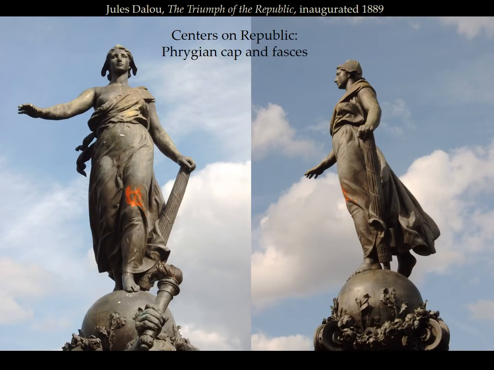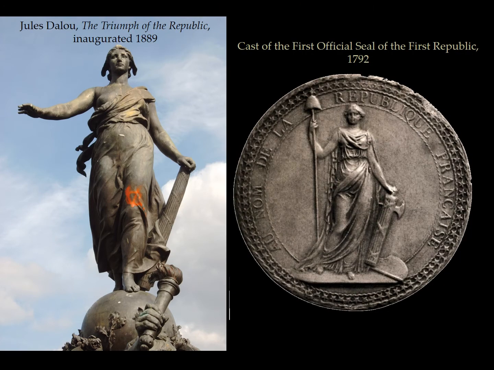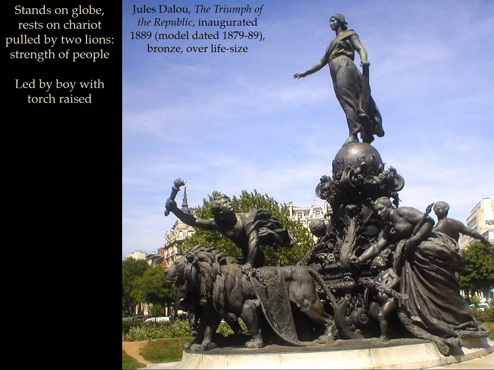It centers on the figure of the Republic itself, this new government, again commonly wearing the Phrygian cap and holding the fasces, the symbol of power of the lictors in ancient Rome. We find that the official seal is going to carry on this tradition, both of the female allegory with the Phrygian bonnet and the symbol of power, this axe that she holds.